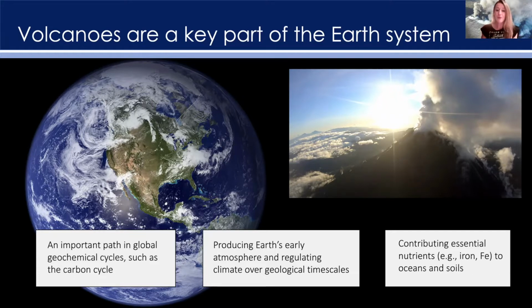So they form a really important part of global geochemical cycles, such as the carbon cycle, which helps to regulate our climate. They are the main pathway by which elements such as carbon are transported from the mantle deep within our planet through the Earth's crust and out into the atmosphere. And similarly, at places such as subduction zones, which I'll speak a little bit more about later on, where one plate is being dragged beneath the other, and this causes volcanoes, elements such as carbon are recycled through volcanoes and back into our atmosphere.